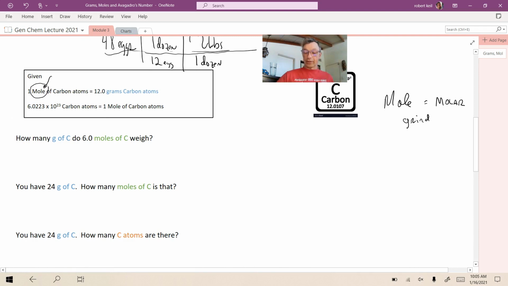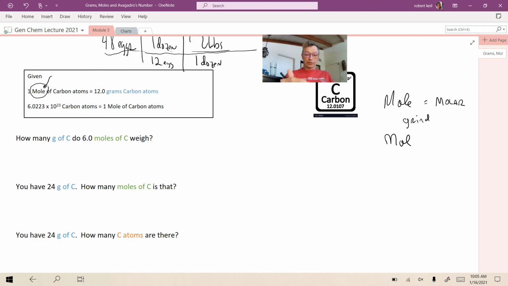So all those words are related, and this is bizarre, but the official abbreviation of mole is MOL. And if you think of all the time you're going to save not writing that E, I just wasted it. So, right on, let's move on to these questions.